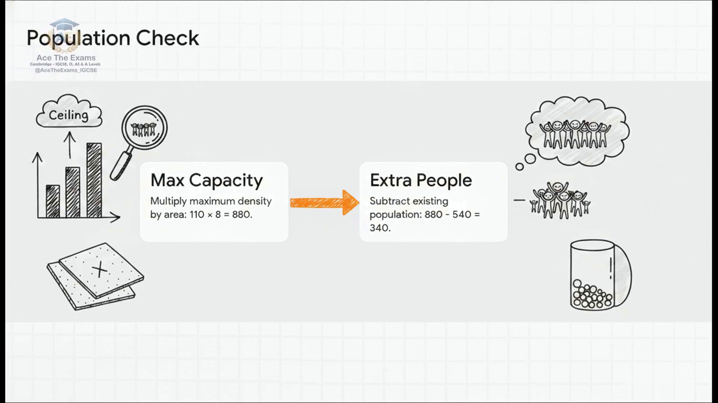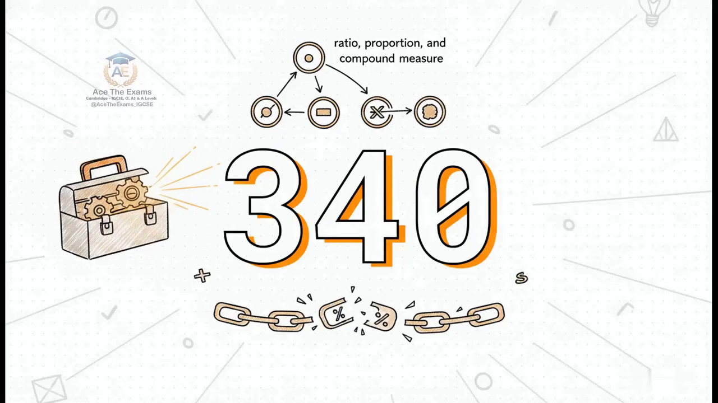Step 2, the command word asks for extra people. So we take that 880 maximum and subtract the 540 people who already live there. And boom, 340 extra people.